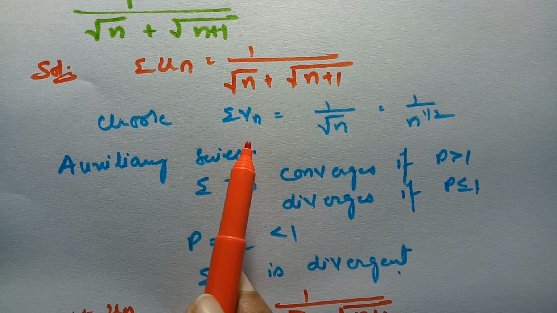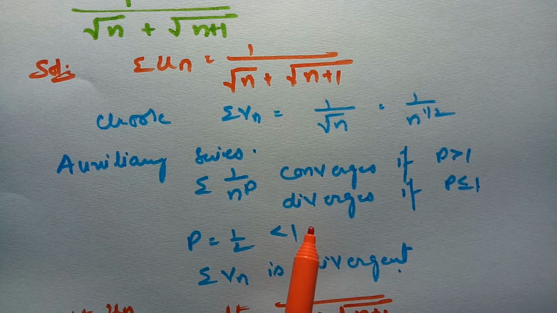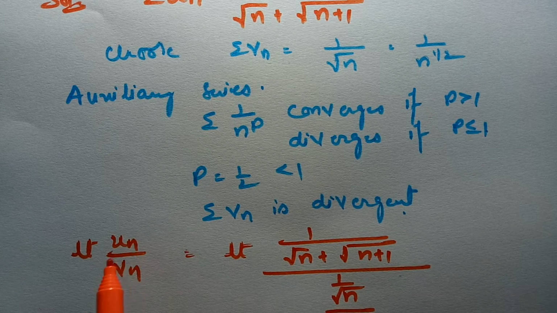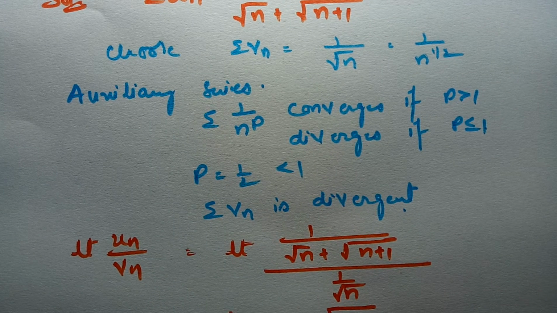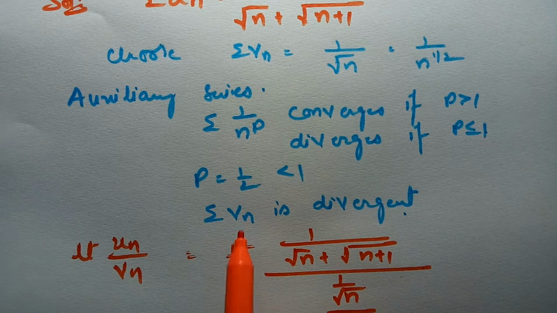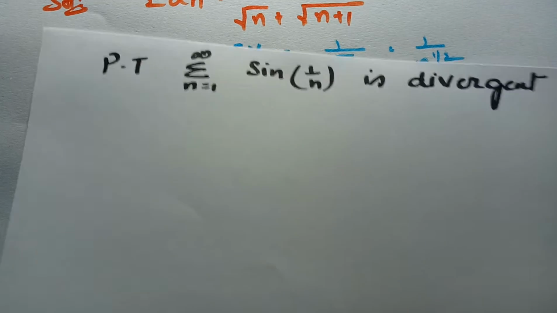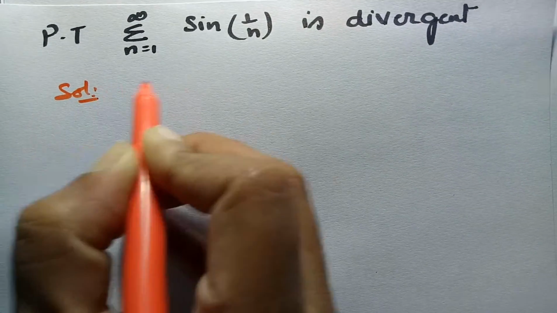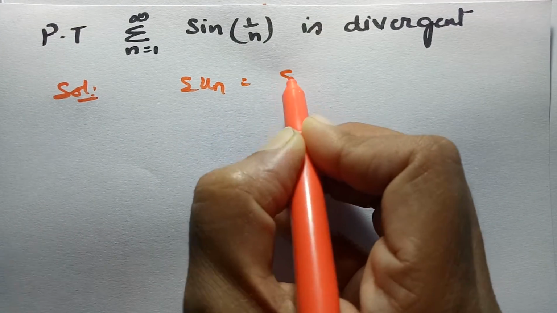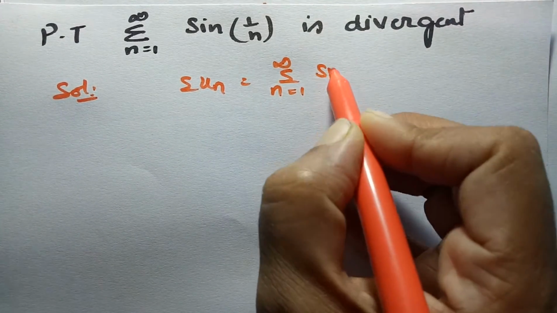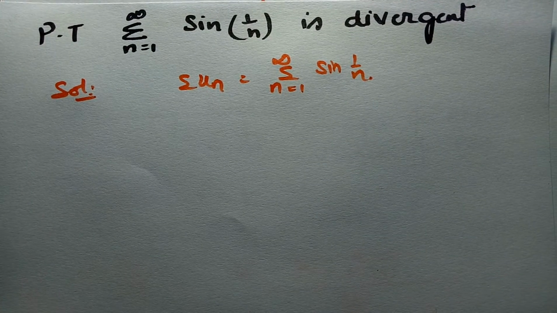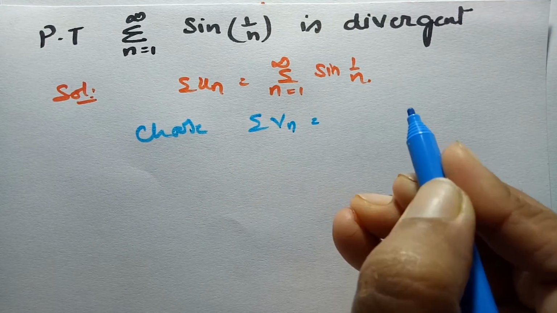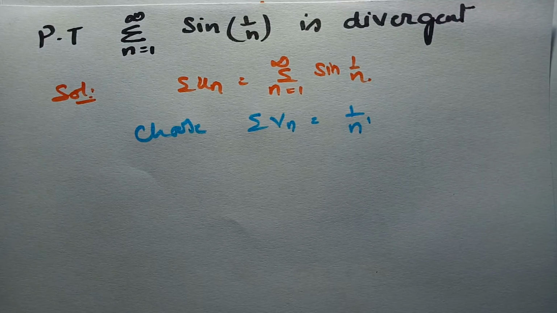First we have to choose Vn and we have to use the auxiliary series test, and later we have to go with the comparison test. For that we have to calculate limit n tends to infinity of Un by Vn, and if we get a finite value, then if Vn is divergent, automatically Un is divergent. So this is also most important and easy to solve. Solution here: sigma Un is given as sigma n tends to infinity sine 1 by n. For going to the auxiliary series test, we have to choose Vn. That is, sigma Vn, I am taking as 1 by n.